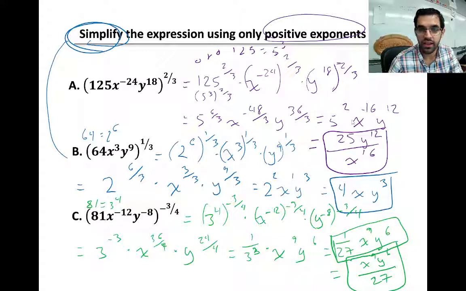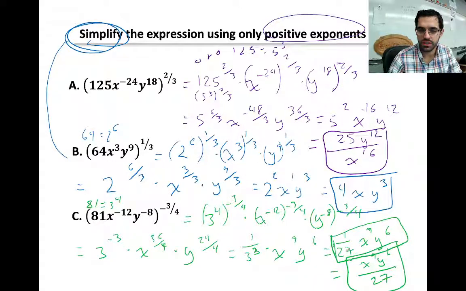The x has a negative exponent, so we're going to rewrite the reciprocal of just the x with a positive exponent. Or we're just going to put that negative exponent in the basement. Here's our fully simplified answer using only positive exponents: 25 y to the power of 12 over x to the power of 16. We're going to do a similar process for example B and example C. So take a moment, read through those.